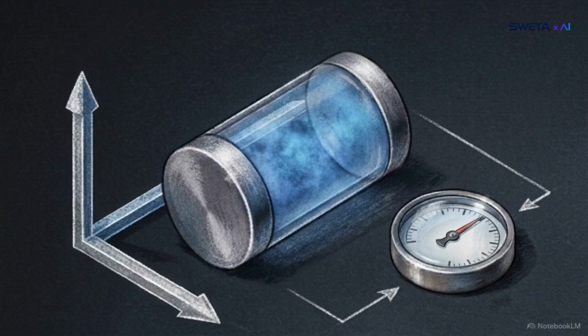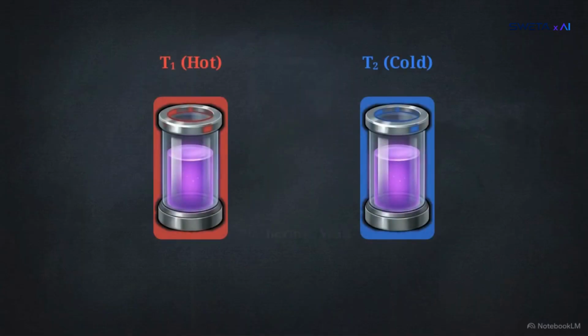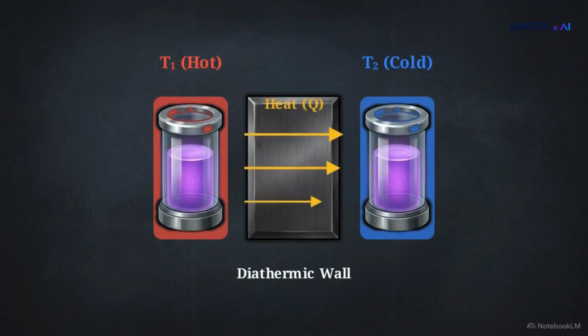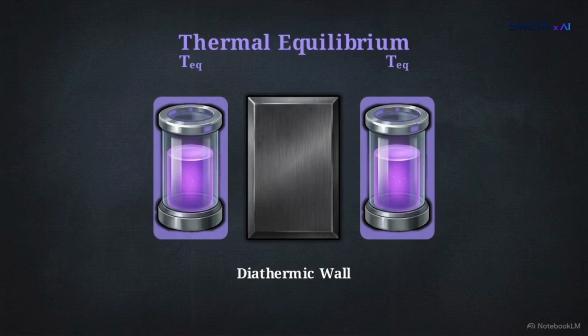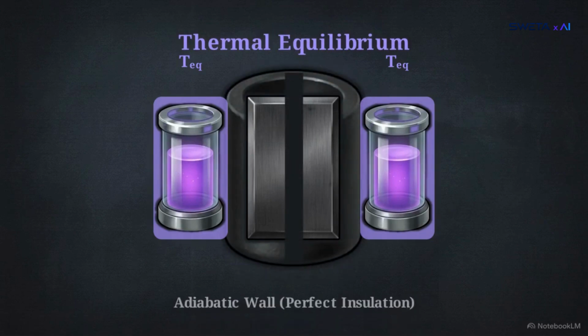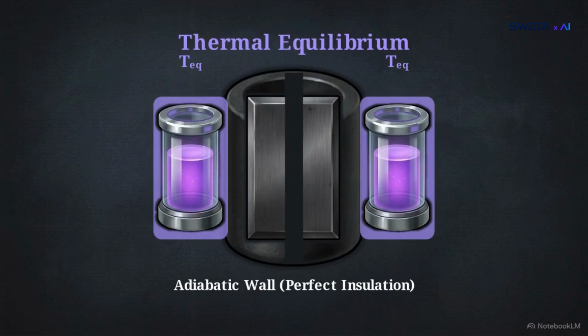Before we can measure energy changes, we have to establish a physical baseline, a state where the system is no longer changing. Consider two gas cylinders with different temperatures separated by a diathermic wall, allowing heat to flow. Eventually, heat flow stops as temperatures equalize. This thermal equilibrium is finalized by an adiabatic wall, perfectly insulating the systems from further energy exchange.